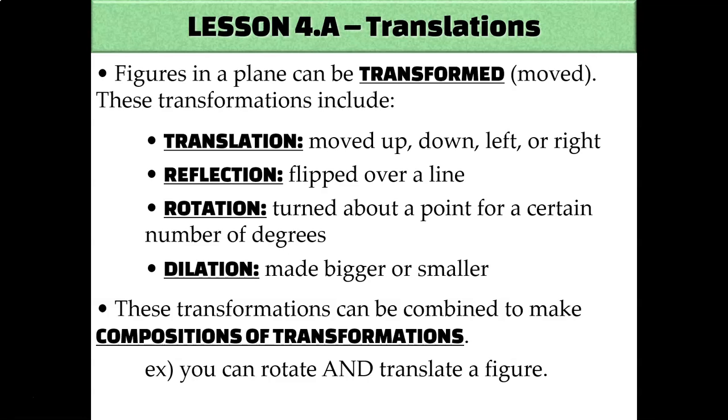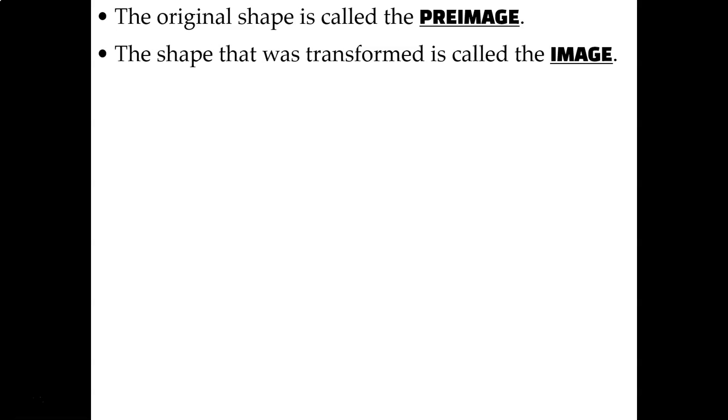In this lesson, we're going to be focusing on translations, but before we start with translations or any of the other transformations, let's learn some basic vocabulary that we're going to be using for all of these different transformations. The original shape is called the preimage. So whatever you're given to start with, before you do any transformations to it, that shape is called the preimage. Which of course means that whenever you're done performing the transformation, that new shape is called the image.